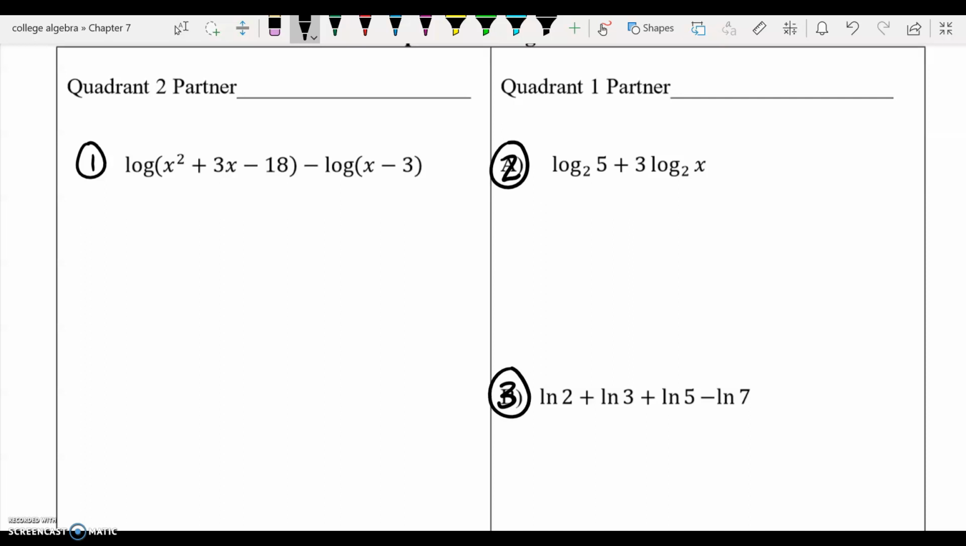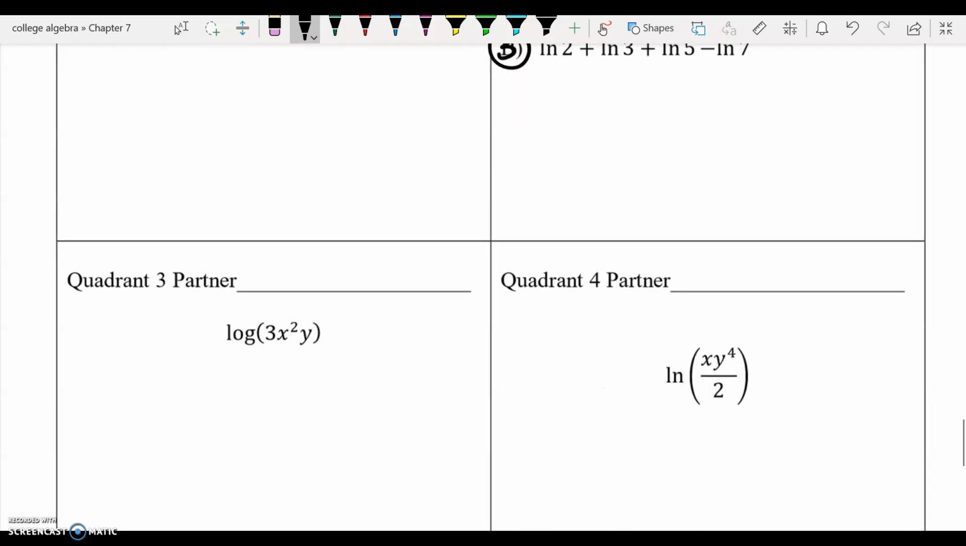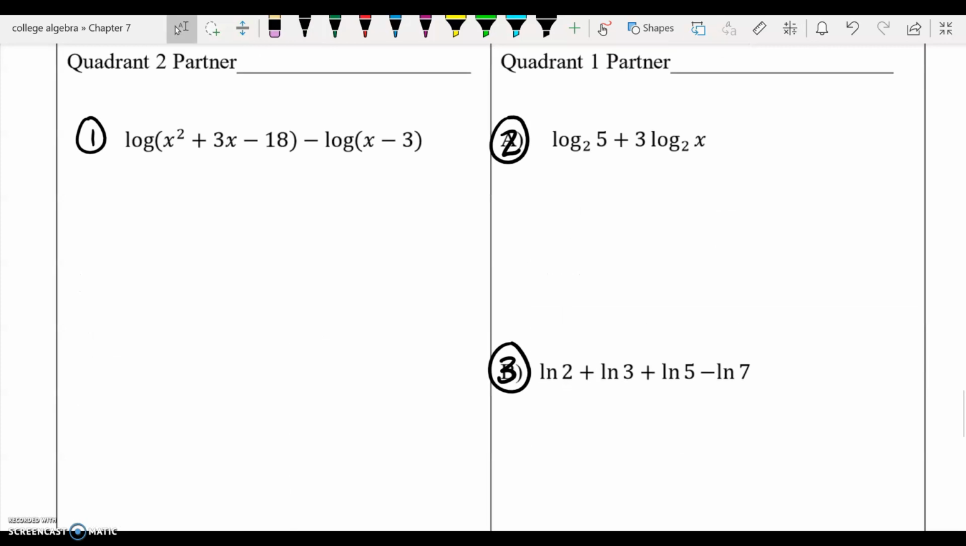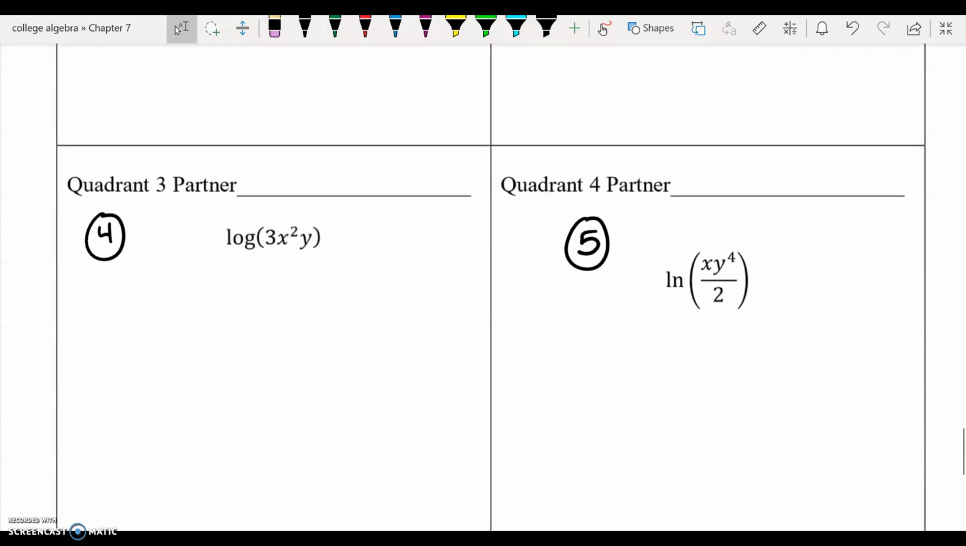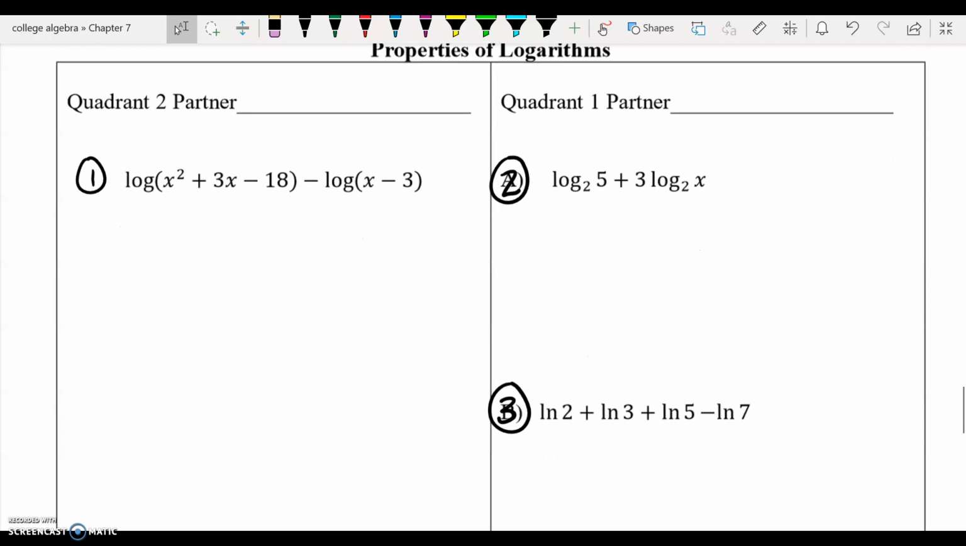And pause it if you need to. Write down those answers. And you're going to go down here. You're going to do number 4 and then number 5. And this one you're breaking it apart. So here you're combining it, making it 1 log. Down here you are breaking it apart. So if you have to, you can pause the video, get those problems.